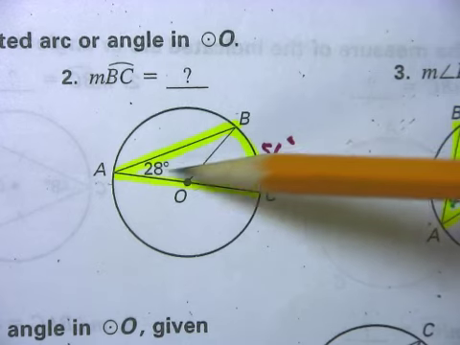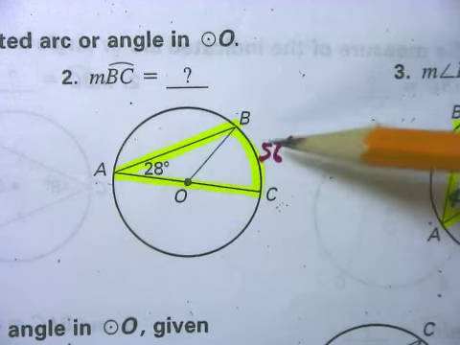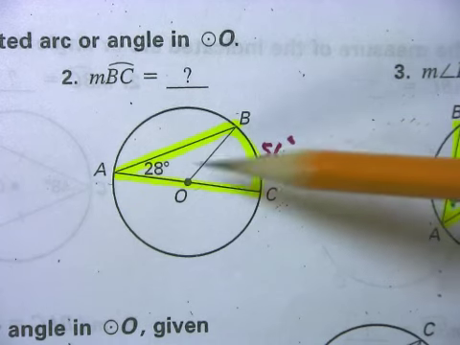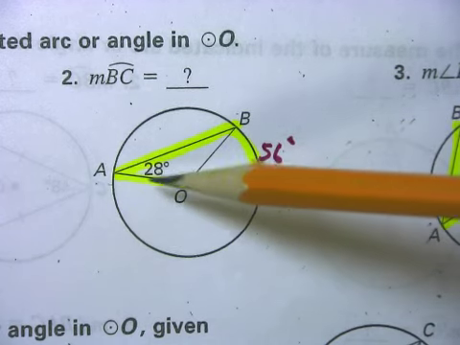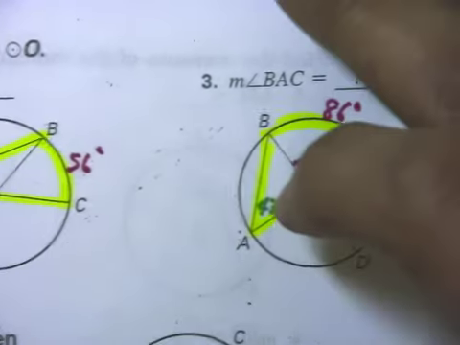But just remember that the relationship between your inscribed angle and the arc that it creates is that the inscribed angle is half of the arc, or that the arc is twice as big as the inscribed angle. So if this is 28 degrees, this is going to be 56 degrees.